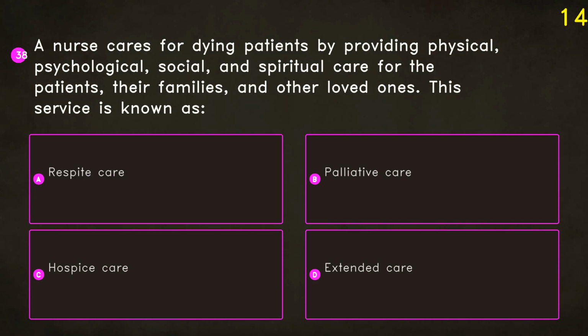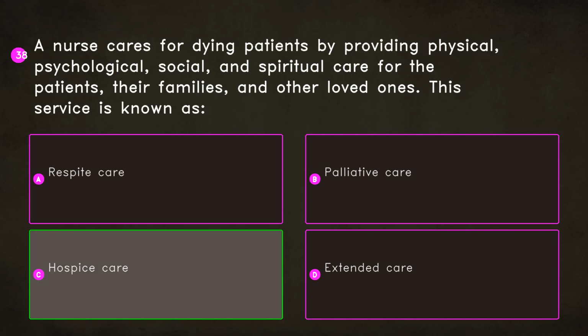Question 38. A nurse cares for dying patients by providing physical, psychological, social, and spiritual care for the patients, their families, and other loved ones. This service is known as A. Respite care, B. Palliative care, C. Hospice care, D. Extended care. The correct answer is hospice care.